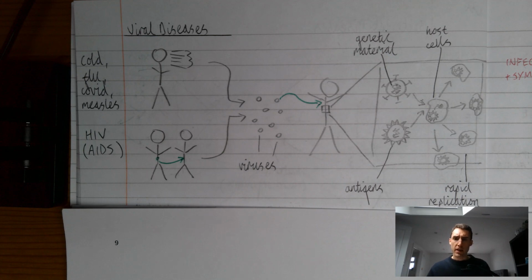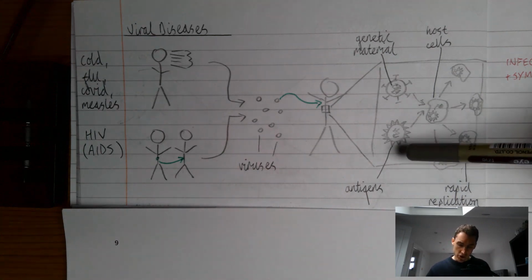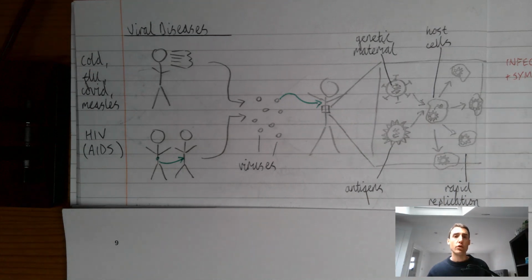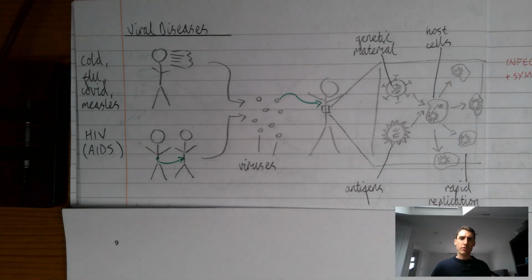It's also going to be helpful to stress this role of antigens here, because that's going to be really important in a couple of lessons' time when we start to look at the immune system and white blood cells and antibodies and vaccines and so on. So they are the things that I would be focusing on for this lesson.